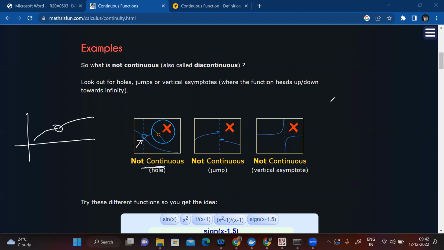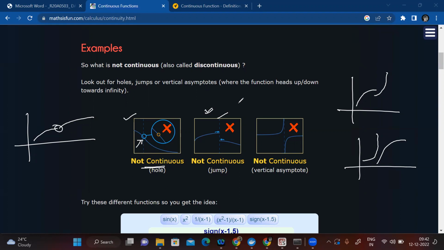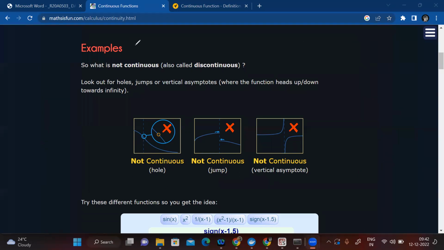And if there is a jump, for an example, if I'm plotting my graph and then my graph starts like this, this is not an example of a continuous function. And something like this, one plot is going like this, another plot is going like this. This is again not an example of a continuous function. Now you understood what is not continuous. Now we can see more examples.